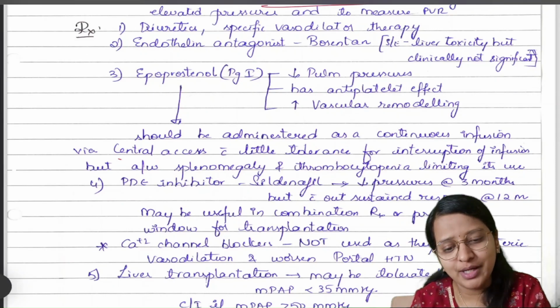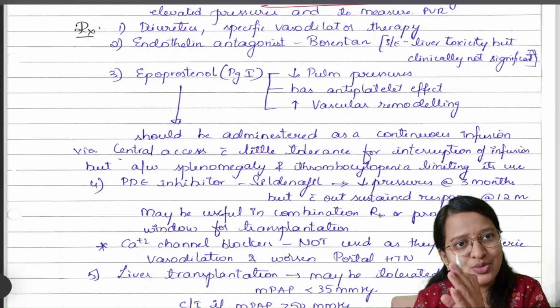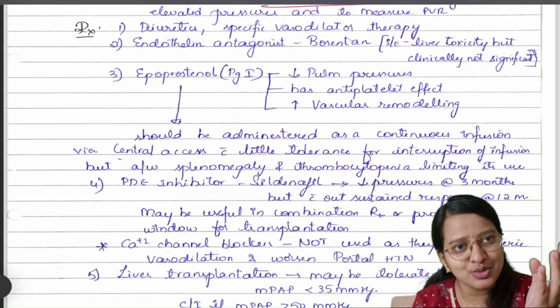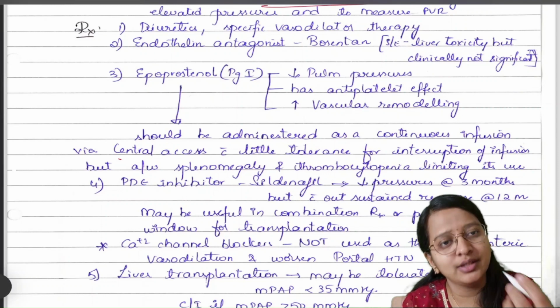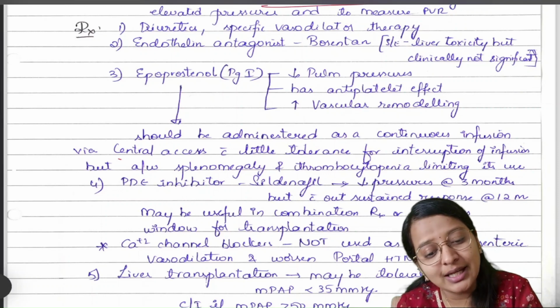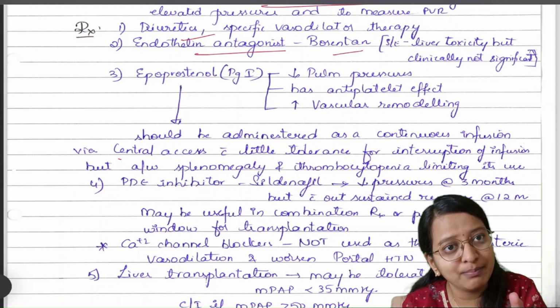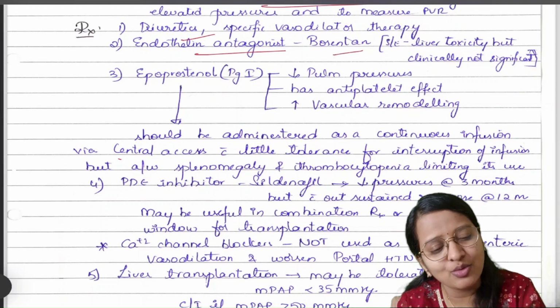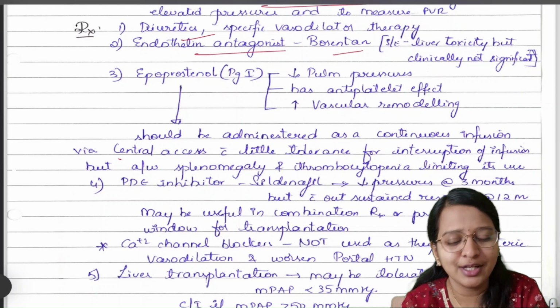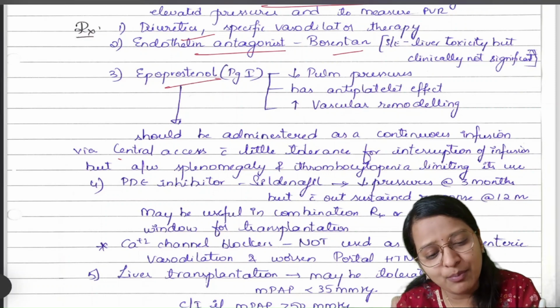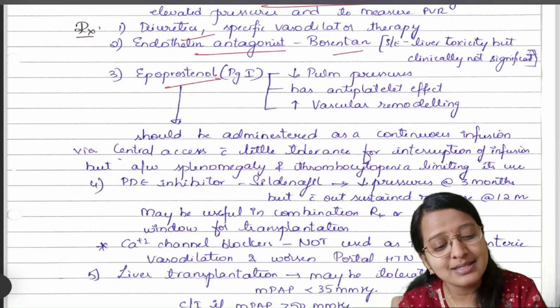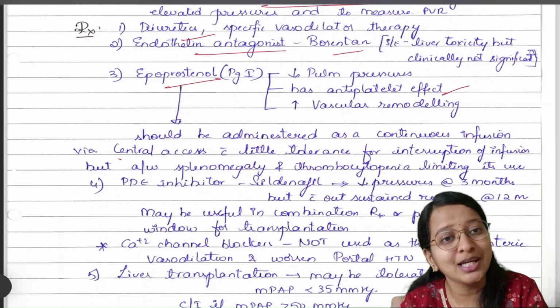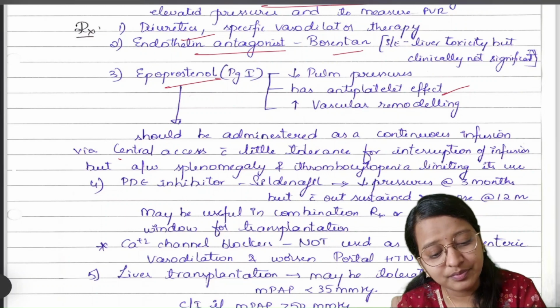So coming to treatment, there is vasoconstriction, so we have to aim for vasodilatation, right? So specific vasodilator therapy will be given, or diuretics and endothelin antagonists like bosentan. But please remember, bosentan might have liver toxicity, but it is not that significant clinically. We can give epoprostenol. It decreases pulmonary pressures, but it has an antiplatelet effect and also increases vascular remodeling.